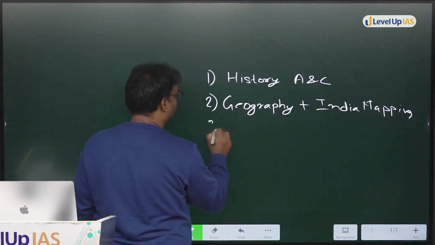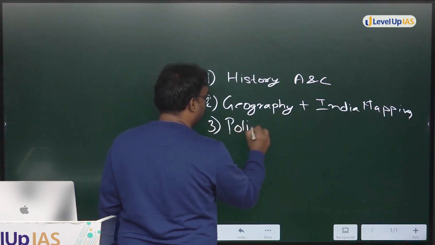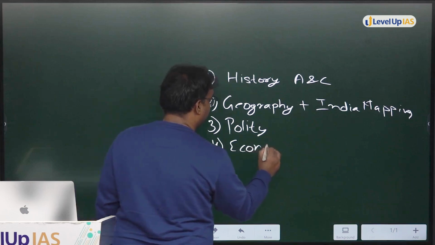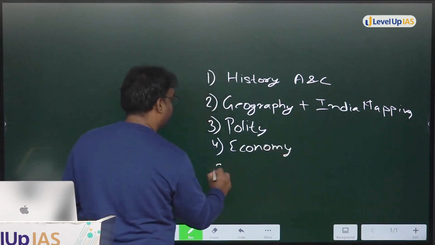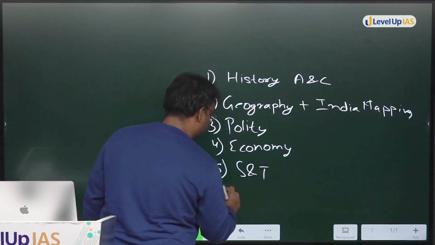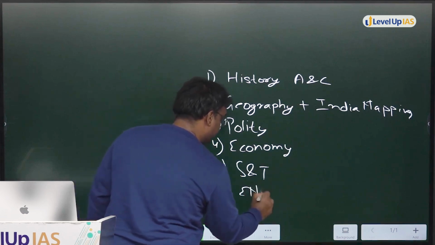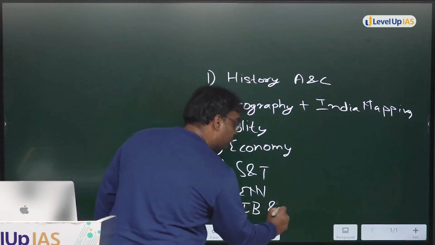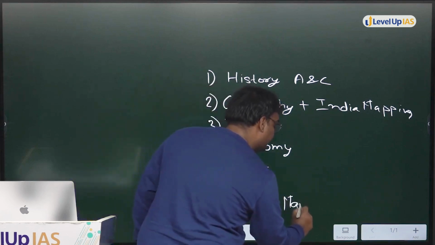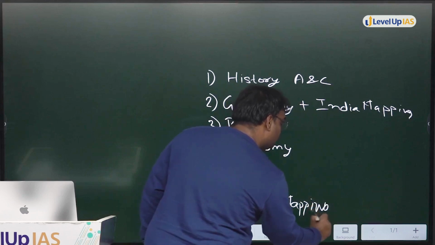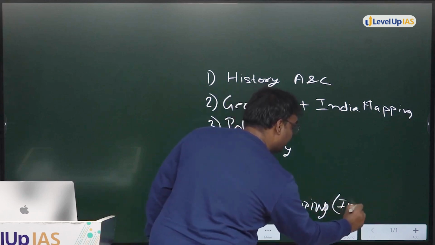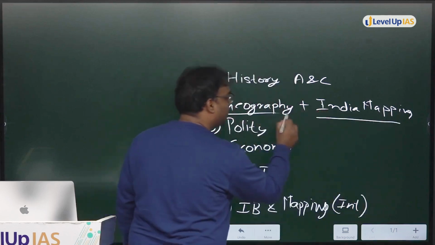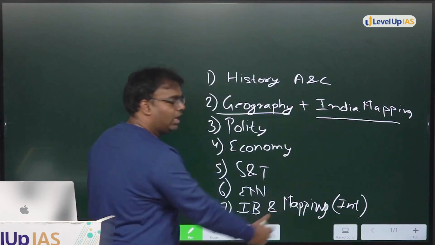We have polity, we have economy, we have science and tech, environment, international bodies, and mapping. Which mapping? International wali, places in news and all, international wali. National wali India mapping is something that I'm including with geography, and international bodies के साथ I'm including international mapping.